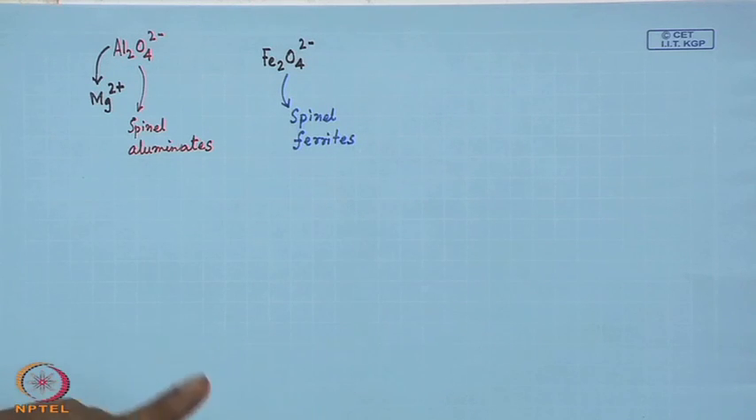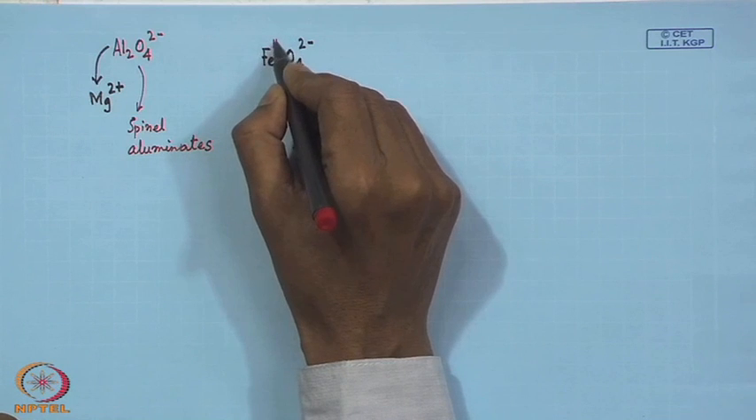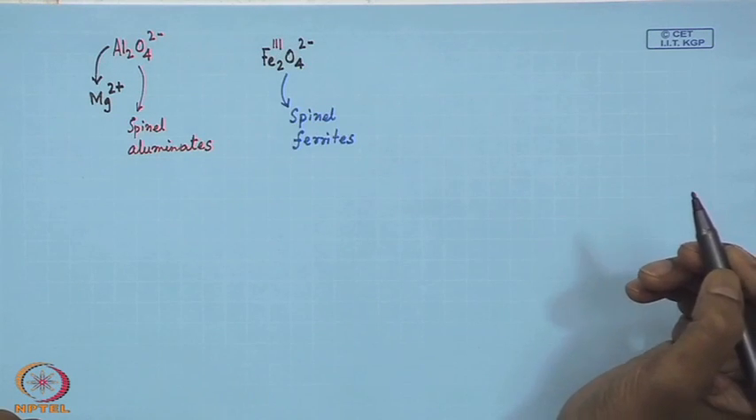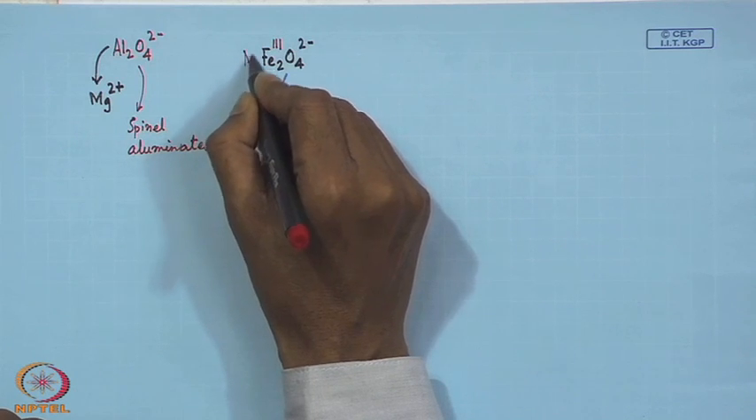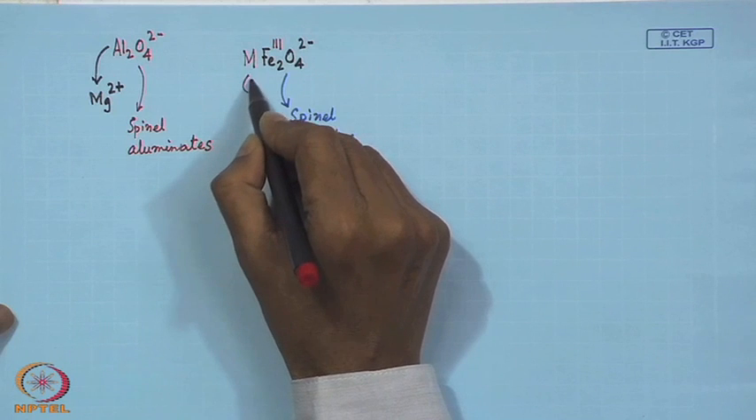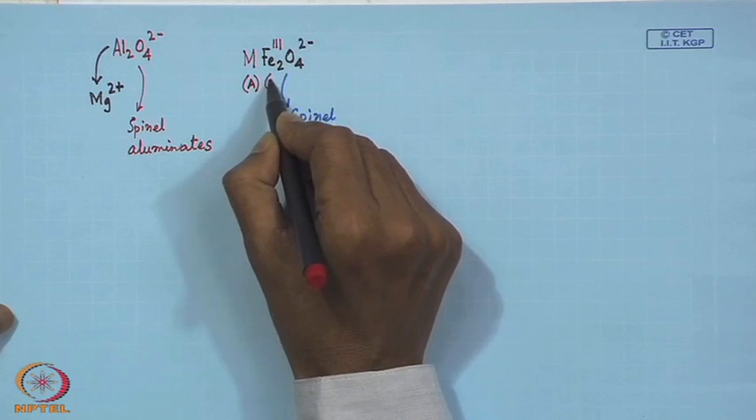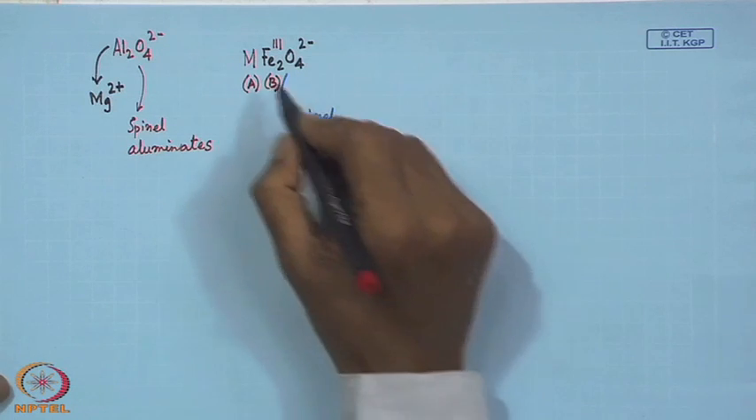So, we have an iron-based spinel structure where the entire network is formed from iron oxides, utilizing iron in the trivalent state. So, we can have the different spinel ferrites. What we do is we just add the metal in the A site. So, this is M in the A site and iron will be in the B site. So, we can have different metal ions.